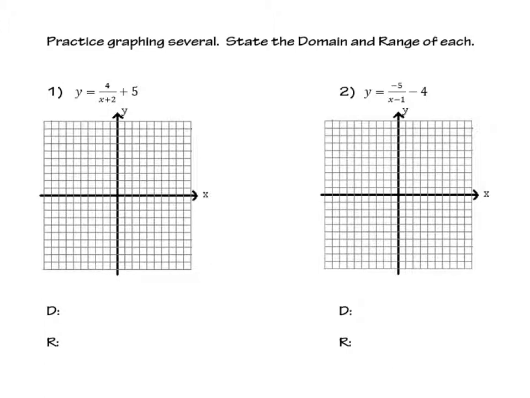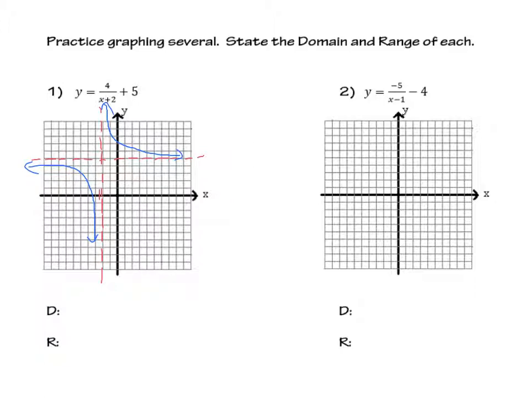On number 1, this is going to move left 2, so I take my vertical asymptote, move it left 2. You can just be doing this with me as I'm doing it. And then it's going to go up 5, so I'm going to move that horizontal asymptote up 5. My a value is still +4, so I'm going to keep it in those same two corners. Make sure it's approaching your asymptotes. Looks like that.